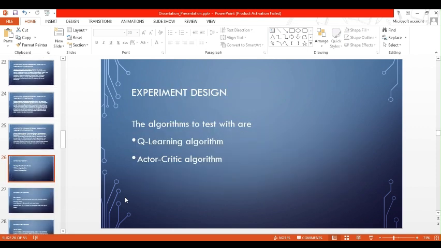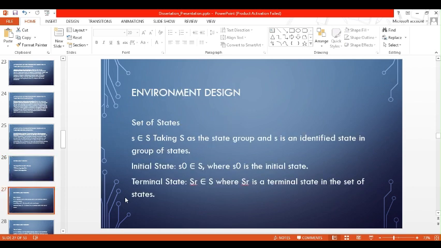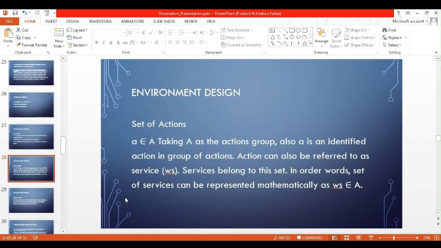The algorithm to test here, like I said in the introduction, I'll be picking out two different algorithms. We have the Q-learning and the actor-critic. Now, in order to start up our design, we'll have the states to be defined. We have a set of states which ranges from the initial state to the last state in the environment, and also the set of actions which ranges from the initial action to the last action. Action in this web service composition aspect can also be referred to as service.